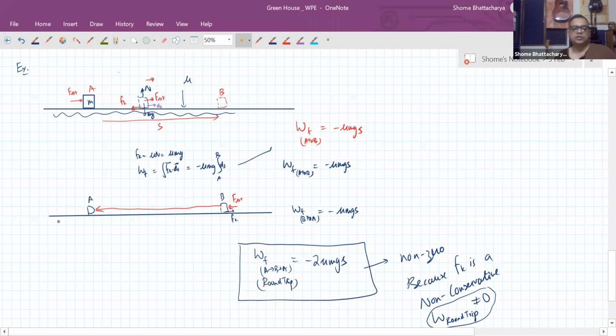Now it's not just this round trip. You can visualize any sort of round trip. Like on a horizontal surface, you can take a body on any kind of closed loop like this. But the work done by friction will be a negative quantity in the closed loop. It won't be zero because friction is all the time going to do negative work as it moves.